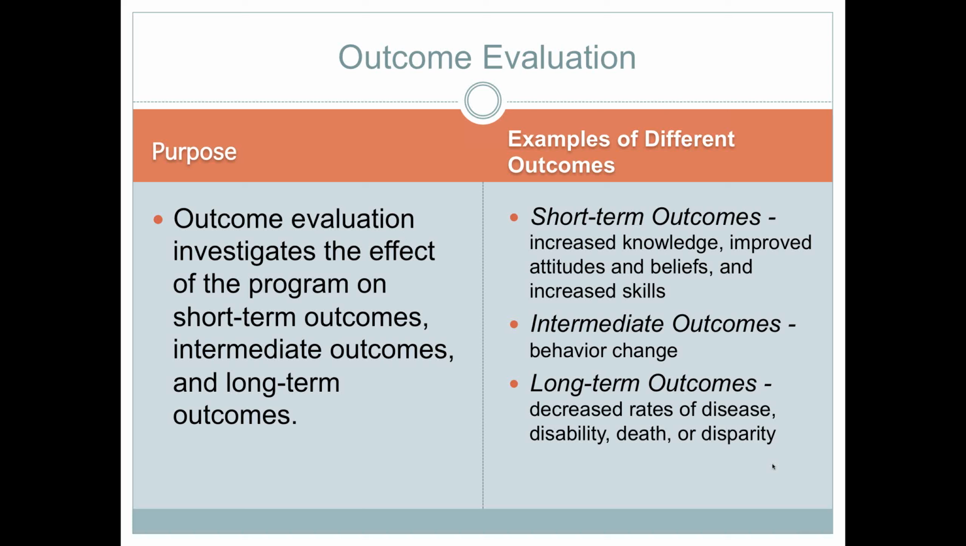And examples of outcomes at these different stages, short-term would be things like, did the program increase knowledge, did it change attitudes and beliefs, or did it increase skills? Intermediate outcomes would be things like behavior change. So if you have successfully increased knowledge, changed beliefs, increased skills, you should then see over time that the behavior has then changed. And then finally, the behavior change as it accrues over time should result in decreased rates of disease, disability, death, or disparity.